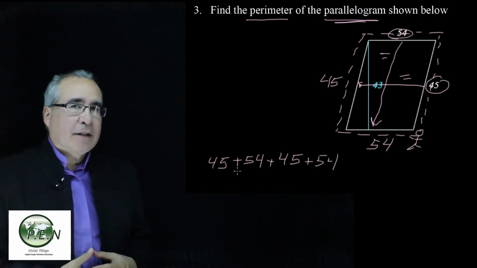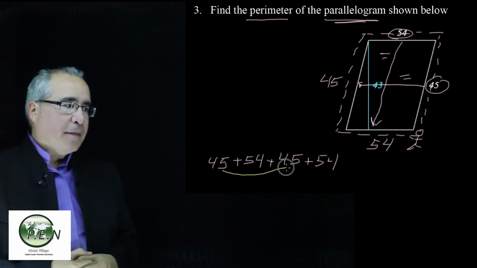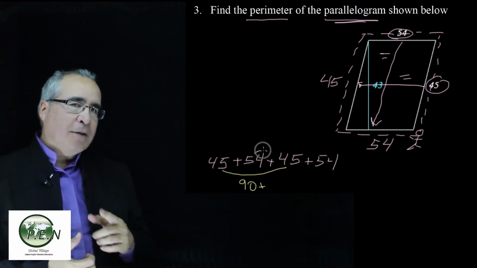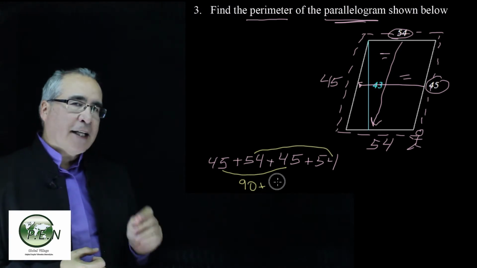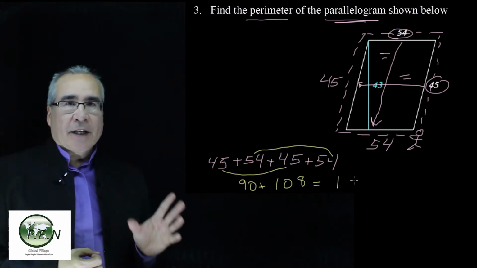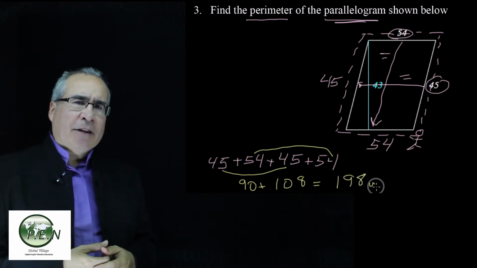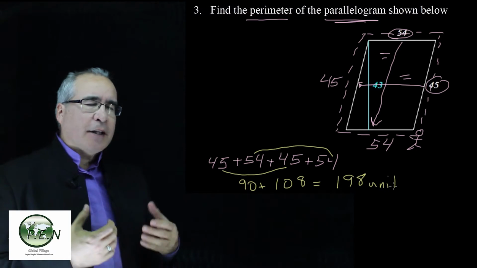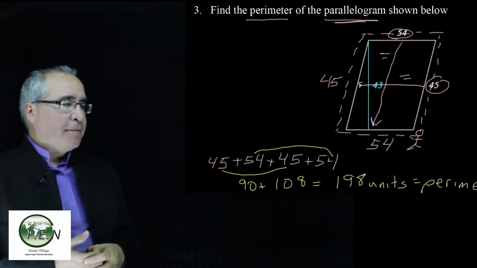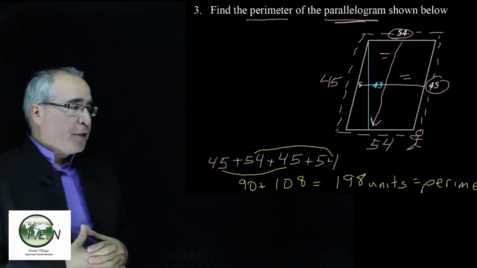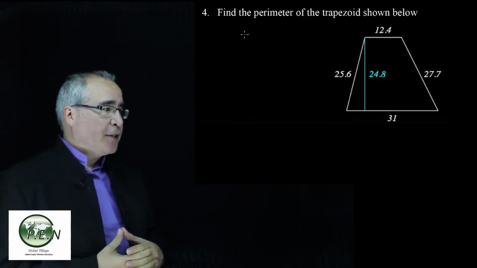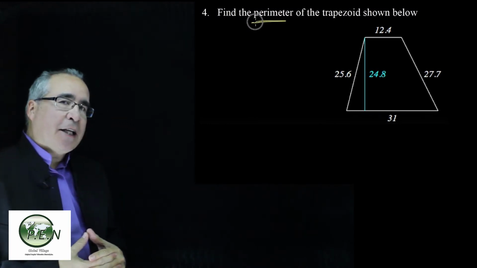So we add that to our total. You can add this any way you want, but what I decided to do, I took the 45 and 45, and I got 90. And then I took 54 and 54, which gave me 108. It was easier to add those two together in my head and come up with the 198 units for the perimeter rather than adding it in a slightly different order. Of course, you can use a calculator and just do that as you wish. So our perimeter is 198 units.